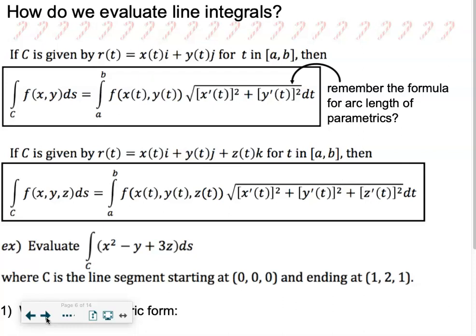So for a line integral, the integral from starting t to ending t, you just rewrite your function in parametric form times the square root of x prime of t squared plus y prime of t squared. If it's a three-dimensional function, it's the exact same thing, but with z's.